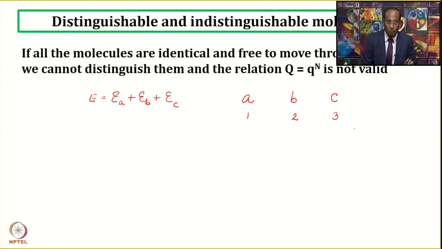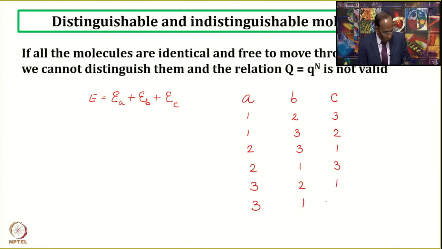I can put 1, 2, 3. Then let's say 1, 3, 2; 2, 3, 1; 2, 1, 3; 3, 2, 1; 3, 1, 2. That is 1, 2, 3, 4, 5, 6. There are 6 combinations. Right? 6 permutations are there. The molecules are not distinguishable. In each case, the energy is going to be Ea plus Eb plus Ec. Different permutations and combinations are possible.